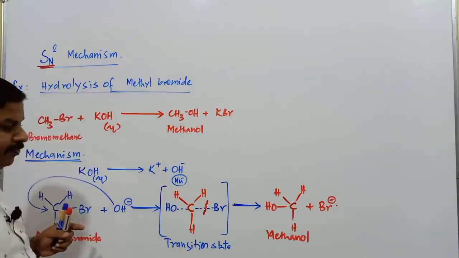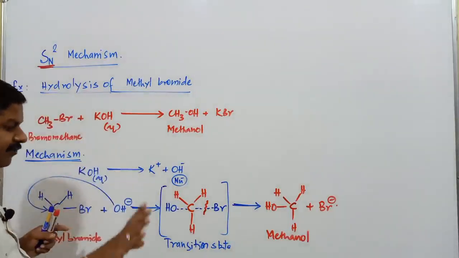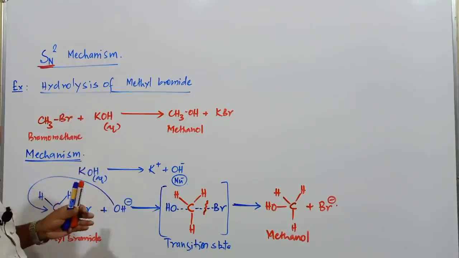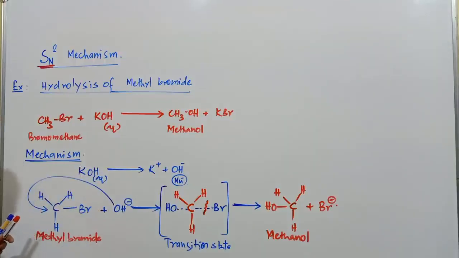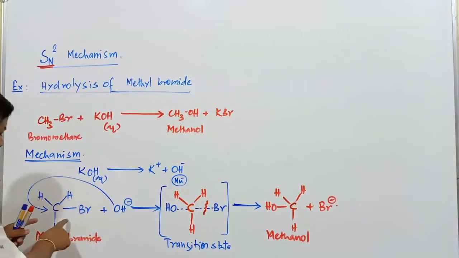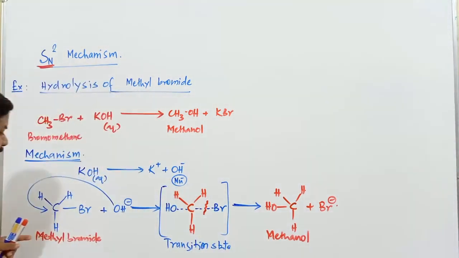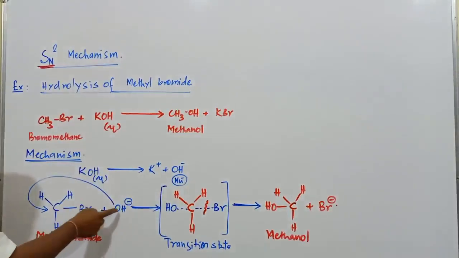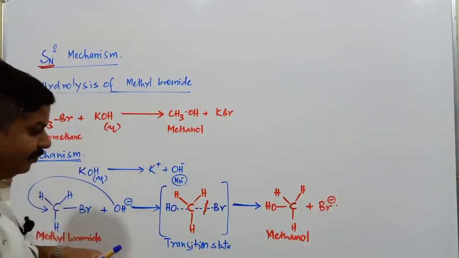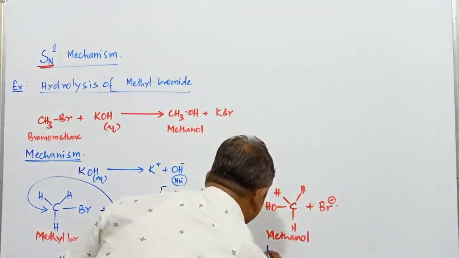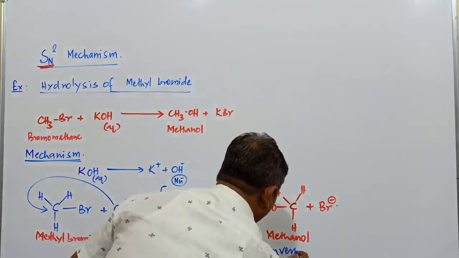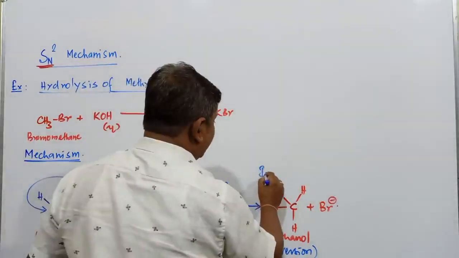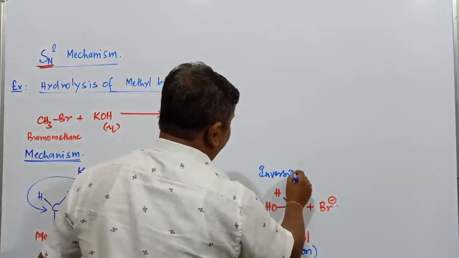That leads to what? Retention of configuration and inversion of configuration. When both retention and inversion are present, the product is commonly called a racemic mixture. Whether this conversion of this molecule into this one is considered retention or inversion: here OH minus attacks from the opposite side. Wherever the OH minus attacks from the opposite side, this is commonly called inversion of configuration. If it is not visible, just write here, it is inversion of configuration.